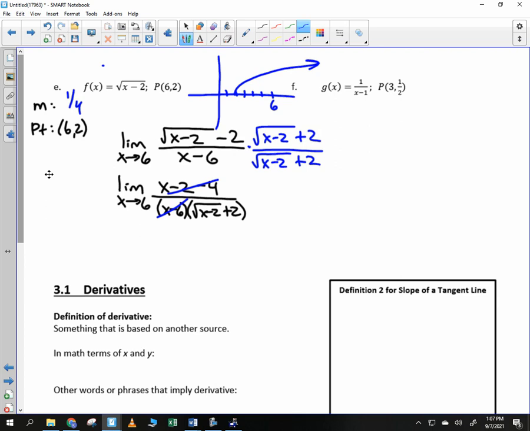So, let's write the equation for the line tangent. Y minus what? 2 is equal to 1/4 times x minus 6. So y minus 2 is equal to 1/4 x. 6 times 1/4 would be 6/4 or 3/2. As I add the 2 or I add 4/2 to both sides, I get 1/4 x plus 1/2.